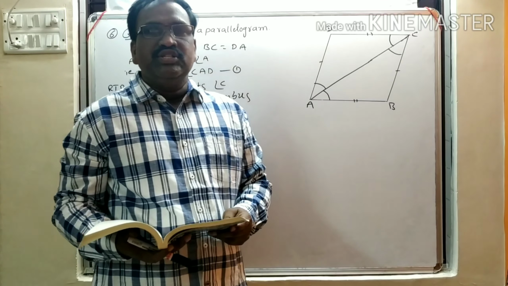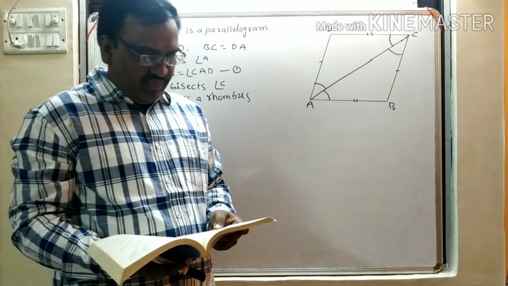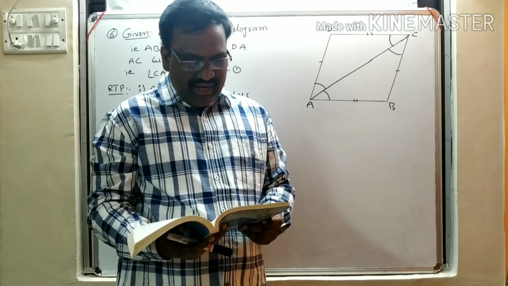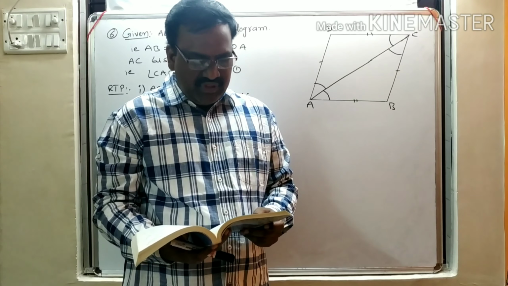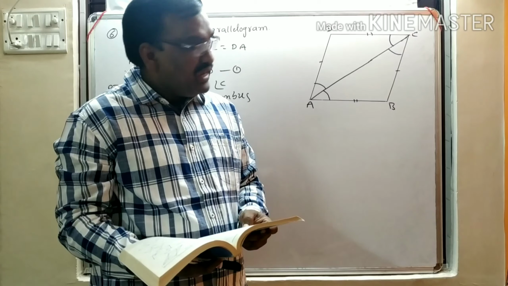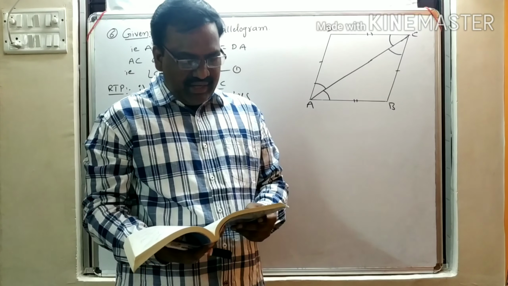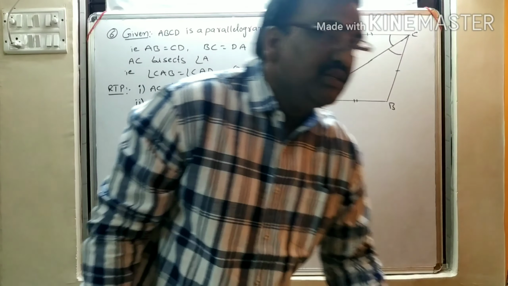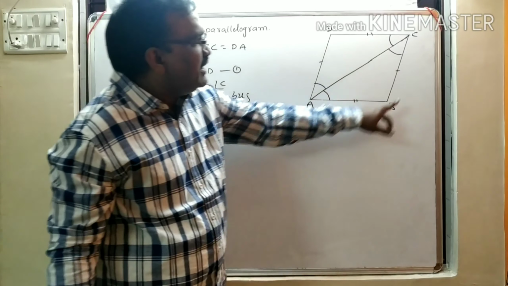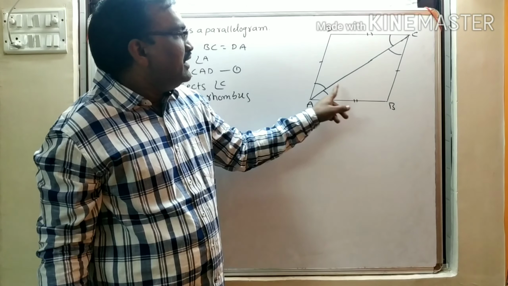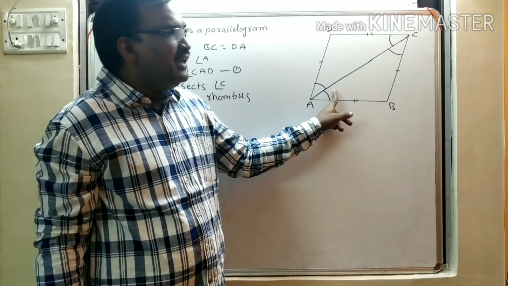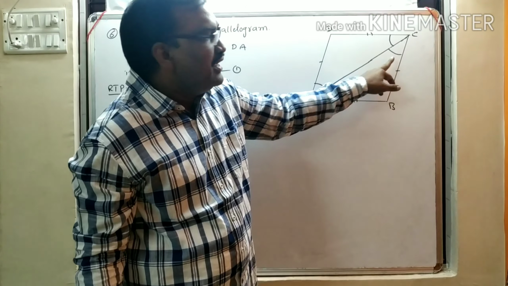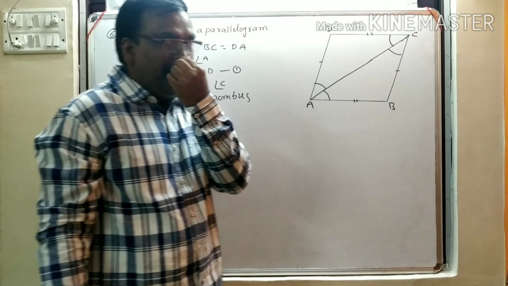Children, sixth problem in exercise 8.1: diagonal AC of a parallelogram ABCD bisects angle A. Show that first, it bisects angle C also, and second, ABCD is a rhombus. See what is given: ABCD is a parallelogram, and in that AC bisects angle A. Prove that AC also bisects angle C as well as ABCD is a rhombus.